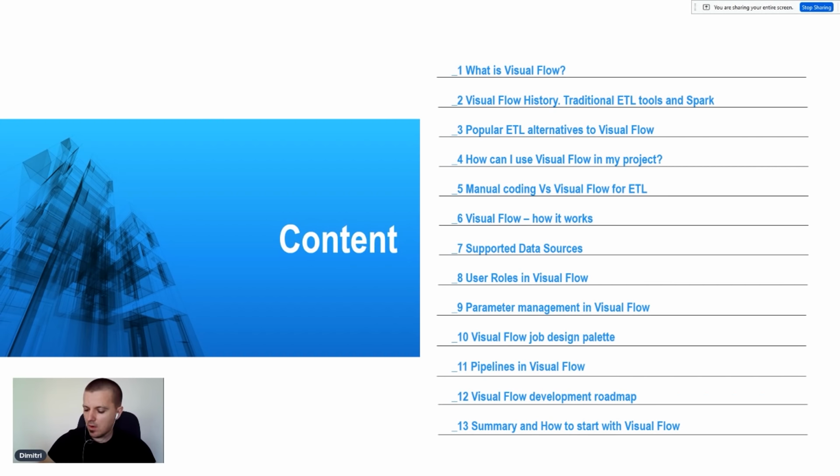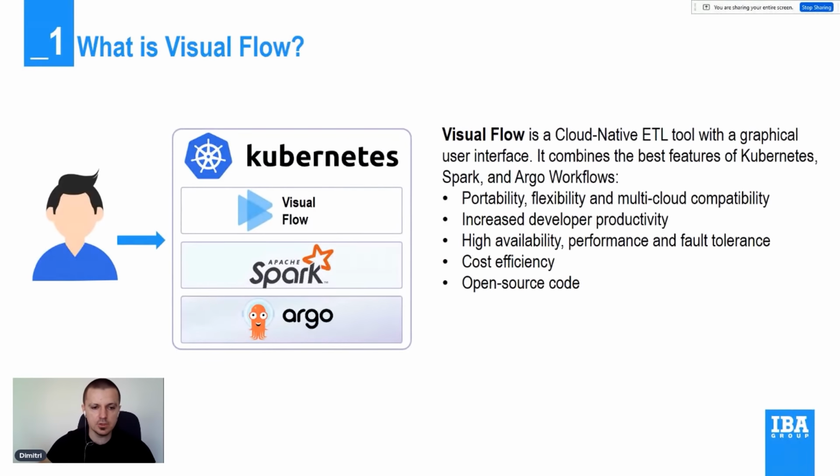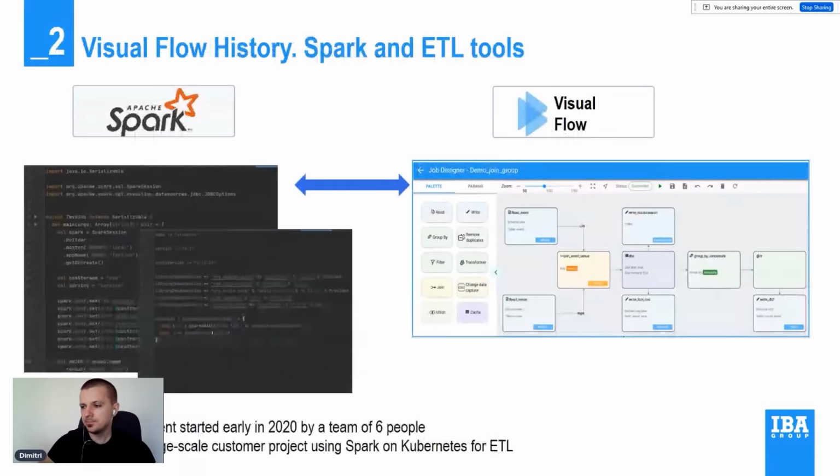Okay, so what's Visual Flow? Visual Flow is a cloud-native ETL tool with a graphical user interface which combines the best features of Kubernetes, Spark, and Argo workflows, including portability, flexibility, and multi-cloud compatibility, increased developer productivity, high availability, performance and fault tolerance, cost efficiency, and open source code. Now, how did we come up with Visual Flow?